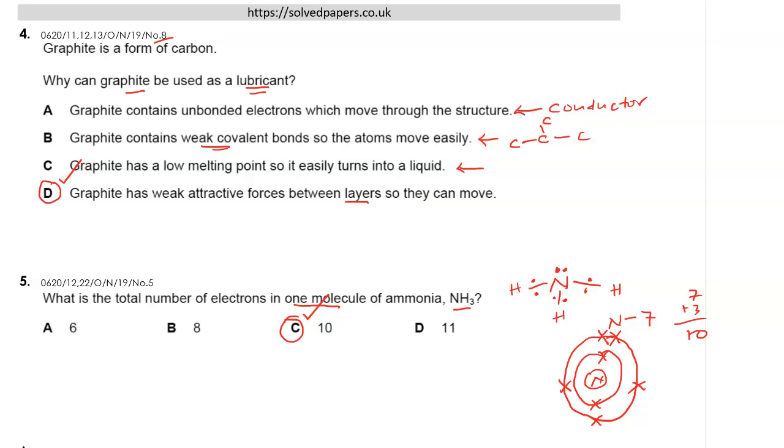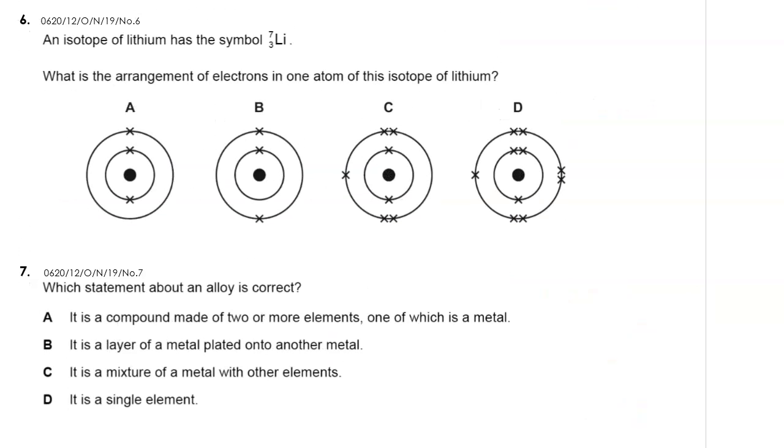Question number 6 is from variant 1.2. It was number 6. An isotope of lithium has this symbol. What is the arrangement of electrons in one atom of this isotope of lithium?